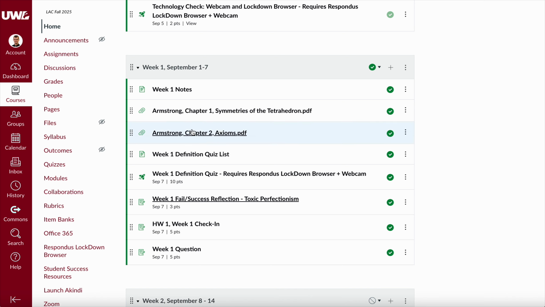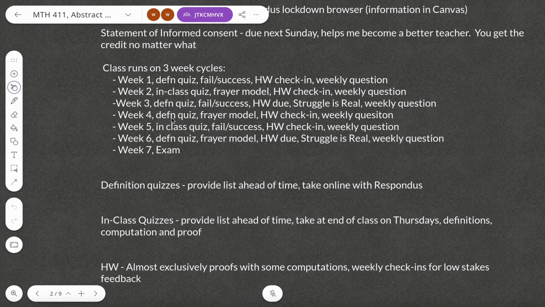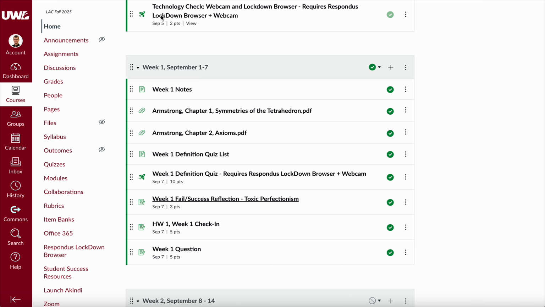And then homework 1 check-in. The reason I say that the class runs in 3-week cycles is because homework is due every 3 weeks. And I found that when I don't have this homework check-in, students kind of put off the homework until right before it's due, and that's just not good for anybody. So every week I want you to be working on the homework for at least like 2 hours.